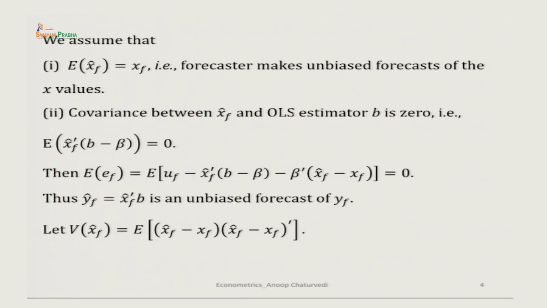And this assumption actually makes sense, because we are forecasting the values of xf, that is, we are obtaining xf hat from outside the model. While forecasting the x values, we are not making use of the sample information contained in your model y equal to x beta plus u, whereas b is based on this model, that is, the sample information. So, you can easily assume that xf hat and b minus beta are uncorrelated.